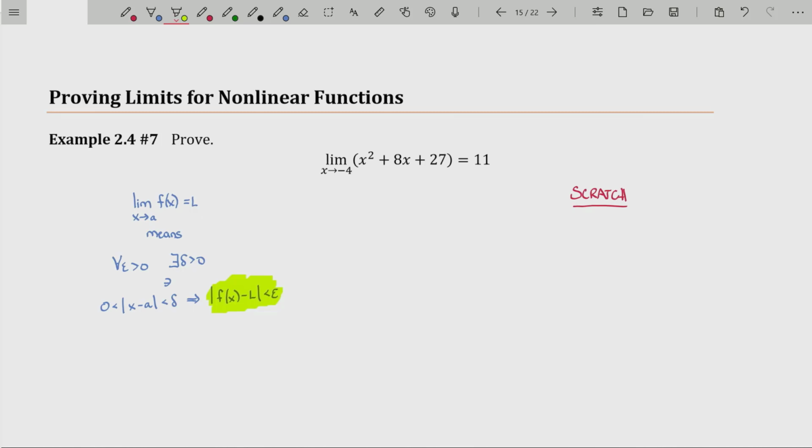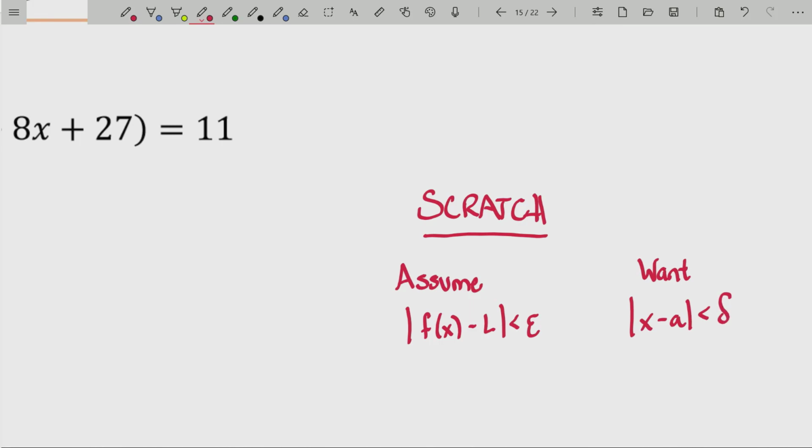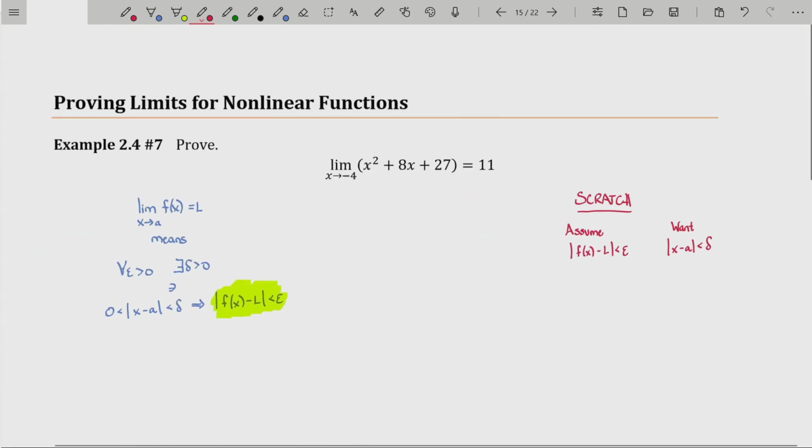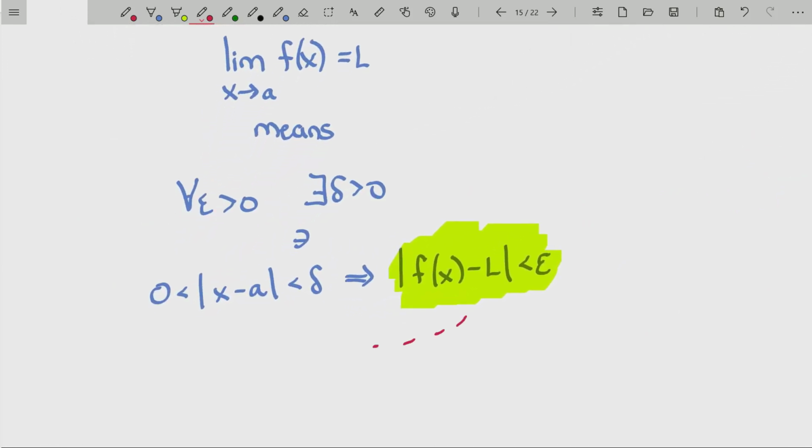If somebody walks in the room and says, hey, I know this is less than epsilon, then my job is to find the delta. So we're going to assume here that the distance between f and L is definitely less than epsilon. And what we want is that the distance between x and a is less than some delta. That's our goal. We're working our way backwards. So again, we started here. We just want to work our way back to find out what this delta is.